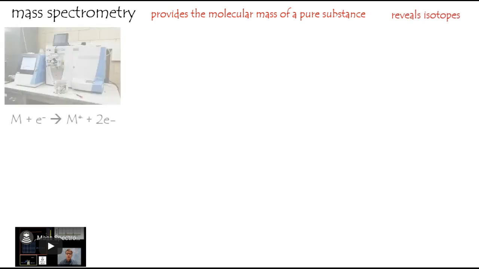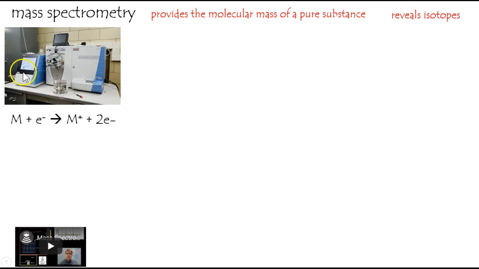Most scientists use this for one thing and one thing only, and that is to determine the molecular weight, or if you will, the molecular mass of some pure substance. It's interesting educationally, but perhaps less used practically, to use this tool to identify isotopes, but it does so very nicely. Here's the device. Notice that it's now small enough that these can fit on a bench top.